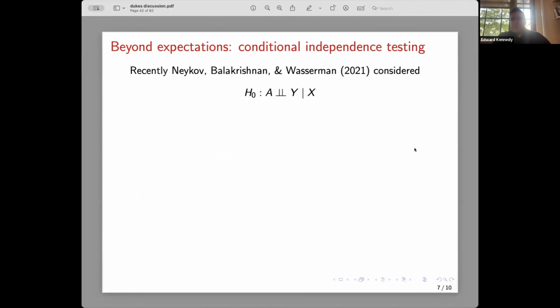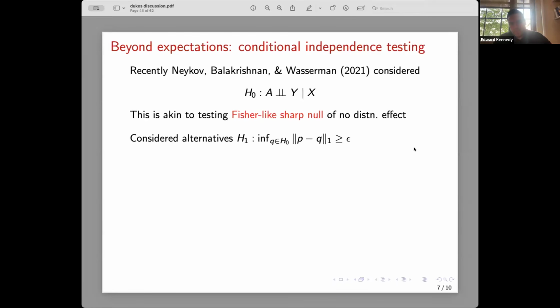There's a nice paper by Matey Neykov, Siva Balakrishnan and Larry Wasserman from the last couple of years where they thought about minimax optimal conditional independence testing, which is also a very related problem. It's one example of going beyond the means and thinking about whether treatment has any effect on outcomes at all within levels of the covariates. So it's kind of like a sharp null that we had seen in causal inference. And this paper is a great example of this minimax approach to testing.